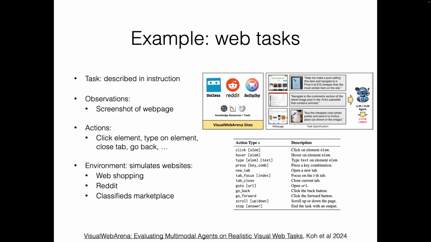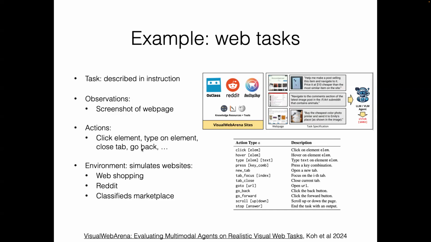Here's one with more realistic websites. This is called Visual Web Arena, and it's actually from people here at CMU. You could think of this as a superset of that web shop environment that I showed you before. They have their own shopping site here. They also have their own version of Reddit and these classified ads, like if you've ever been on the website Craigslist. Basically they build an environment that simulates these websites, I think using some open source version of them.